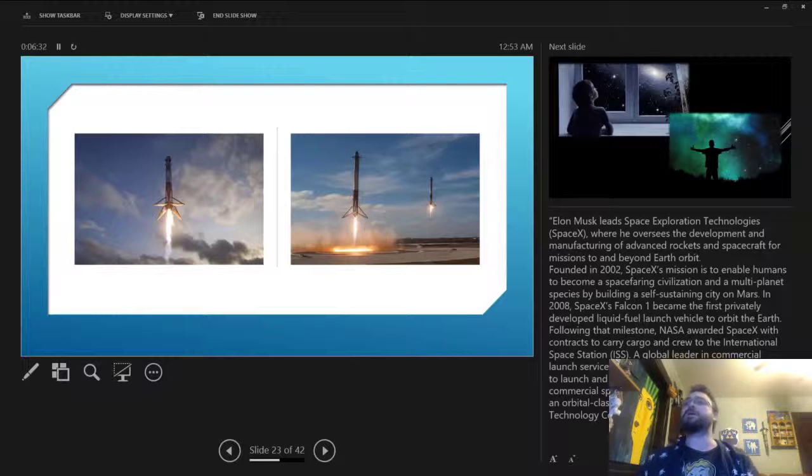In 2008, SpaceX's Falcon 1 became the first privately developed liquid-fuel launch vehicle to orbit the Earth. Following that milestone, NASA awarded SpaceX contracts to carry cargo and crew to the International Space Station, ISS. A global leader in commercial launch services, SpaceX is the first commercial provider to launch and recover a spacecraft from orbit, attach a commercial spacecraft to the ISS, and successfully land an orbital-class rocket booster. (Space Exploration Technologies Corp., 2017.)